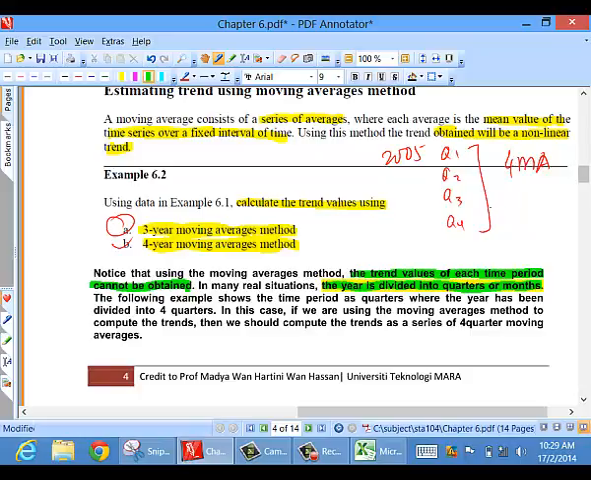Let's say I give you another one. Let's say in year 2005 it gives session number 1, number 2 and number 3. Then it continues to year 2006, session number 1, number 2, number 3. So from this data, you know you need to calculate a 3 moving average, unless it tells you to do a 4 moving average. Can you understand?